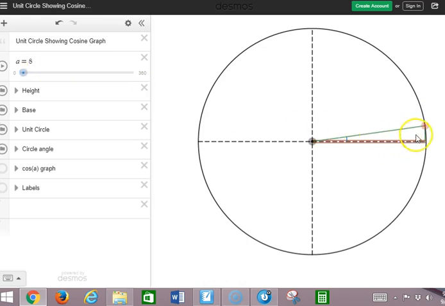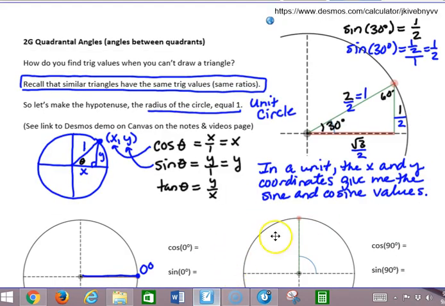Notice the opposite side here is very, very short. The adjacent side is getting really, really long. When we get right at 0, the opposite side has disappeared. There is no vertical side. The adjacent side now has become the same length as the hypotenuse. The hypotenuse is the radius of the circle, and so the hypotenuse and the adjacent side are now equal to each other, and the opposite side is 0.